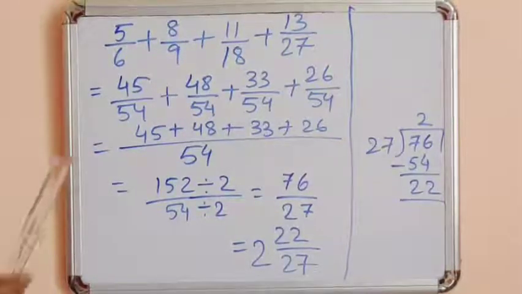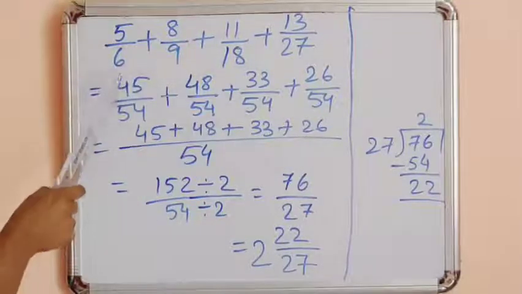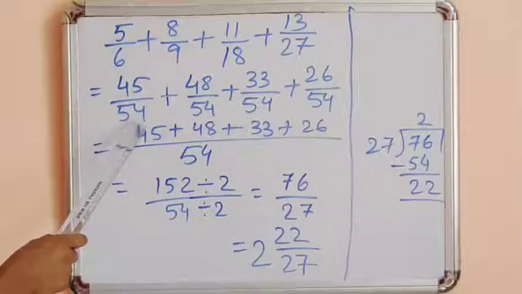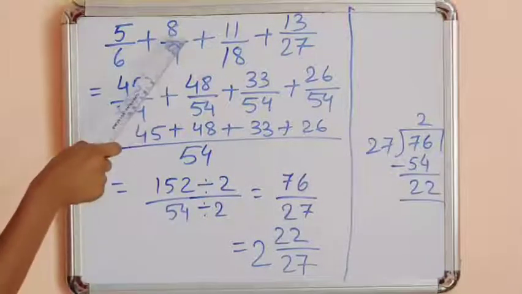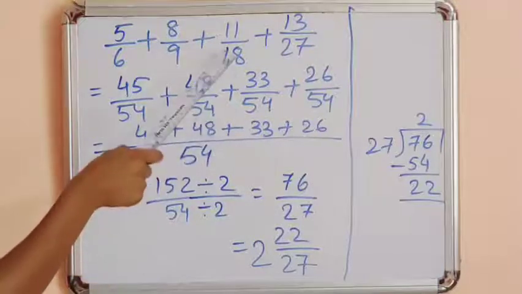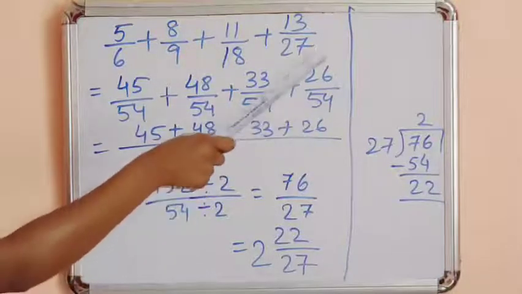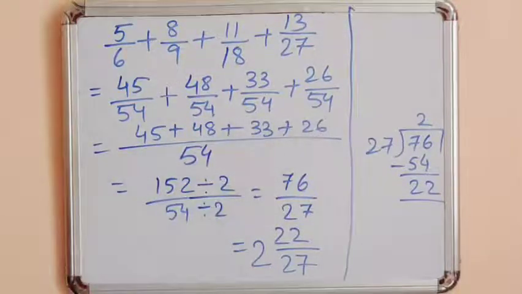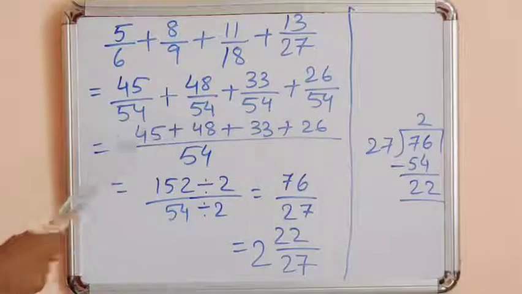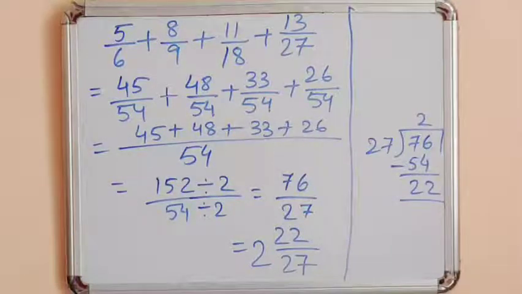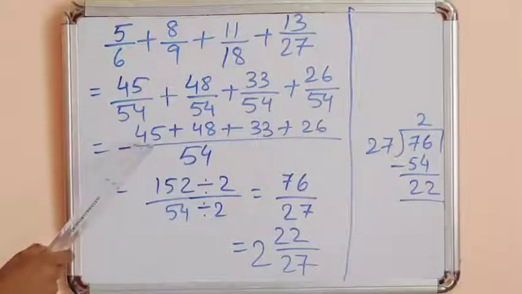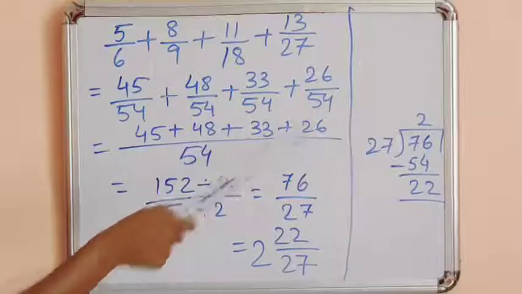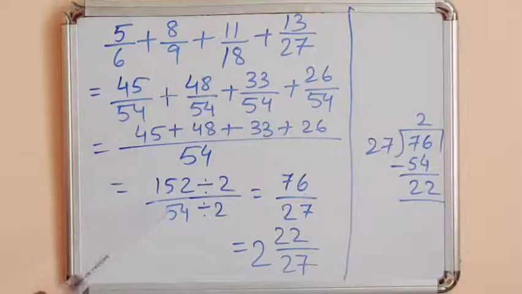So after converting those fractions, we have to add these. Instead of 5 by 6, we write 45 by 54. Instead of 8 by 9, 48 by 54. Instead of 11 by 18, 33 by 54. And instead of 13 by 27, we write 26 by 54. Now, we have the common denominator, 54, in all these fractions. So we will write 54 here, and we have to add up the numerators. That is 45 plus 48 plus 33 plus 26. If you add these up, you will get 152 by 54.